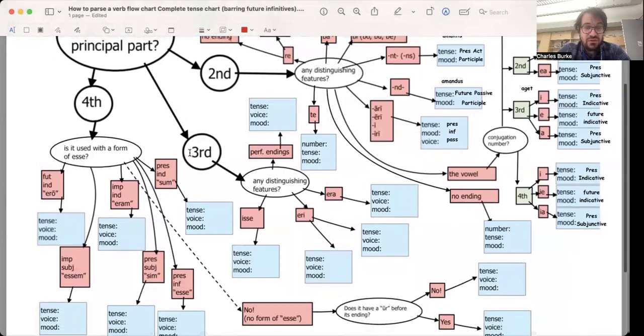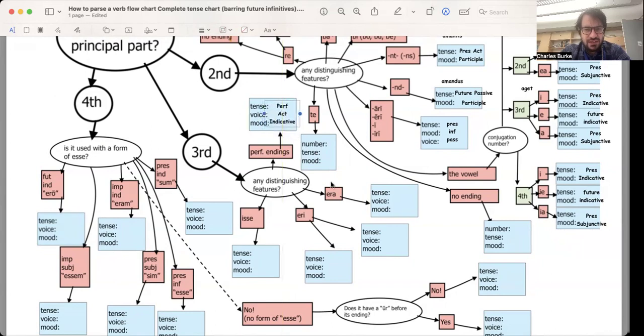Moving on to third. Now remember, third principal part is going to be used for the perfect active tenses. The perfect tenses include perfect, pluperfect, future perfect. So that's kind of what we're expecting here. And we're expecting the voice to always be active. So here we go. If it has the perfect endings, that's i, isti, it, imus, istis, erunt, naturally enough, the tense is perfect. The voice, again, is active for all of these, and the mood is indicative.